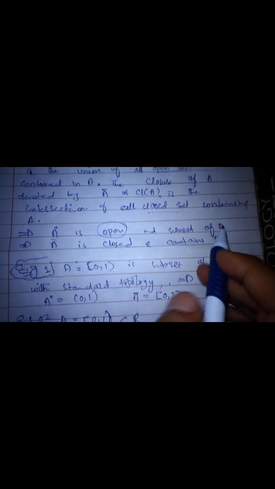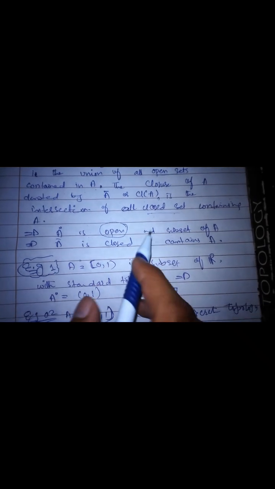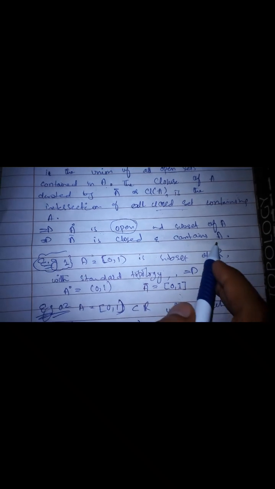So the conclusion is that the interior of A is an open set, because the union of open sets is open, and it is a subset of A, where A is any subset of X. The closure of A is closed and contains A, meaning A is a subset of the closure of A. So the interior of A is a subset of A, and A is a subset of the closure of A. This relation holds.